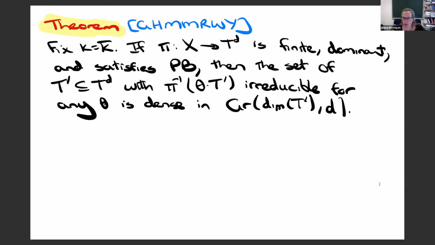Smoothness in the tropical world is harder to think about. You have to decide what you mean by smoothness, and there's a bunch of possible different answers. But I don't know whether that was an answer. Yeah, thank you very much.